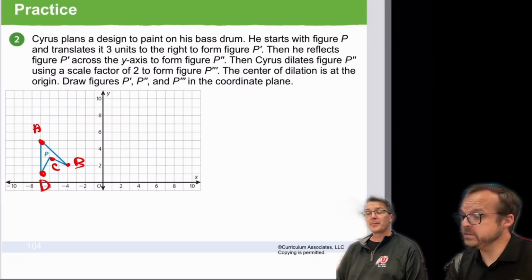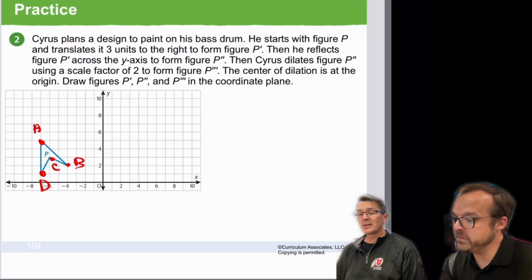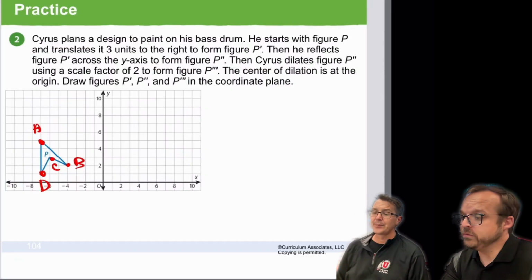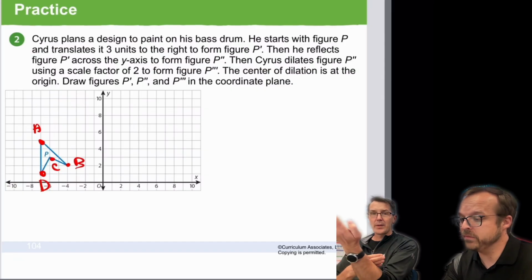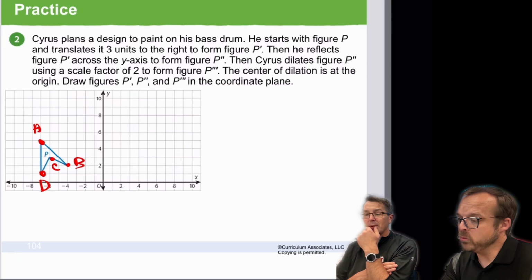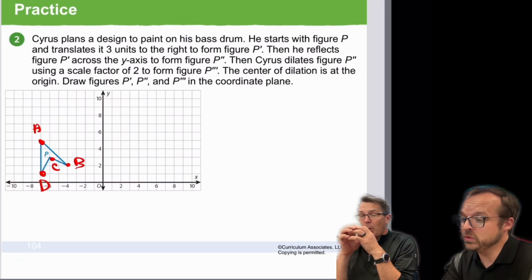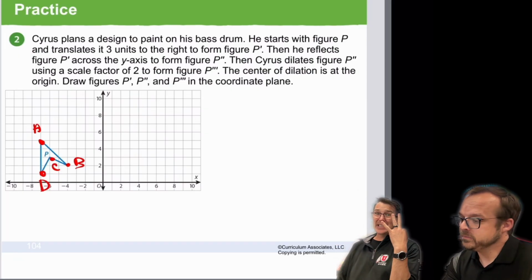Cyrus plans a design to paint on his bass drum. He starts with figure P that we have here, translates it 3 units to the right to form figure P prime. Then he reflects P prime across the y-axis, which is going to flip left and right, to form P double prime. Then Cyrus dilates that using a scale factor of 2, which is going to make it bigger, to get P triple prime. So we're doing 3 things here.